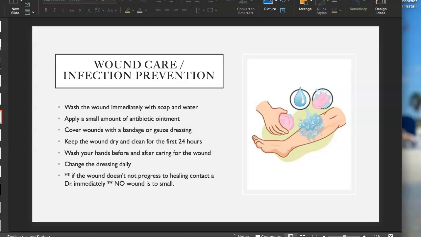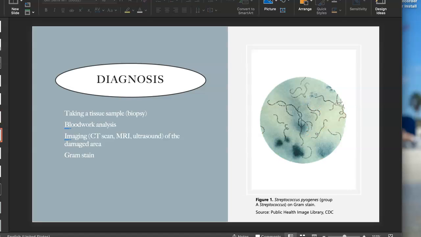If the wound does not progress to healing, please contact a doctor immediately, and no wound is ever too small for this infection. So even if it's the smallest, slightest wound, scratch, scrape, always make sure you care for it properly so it does not progress into something more serious of an infection that can cause a life-threatening infection.